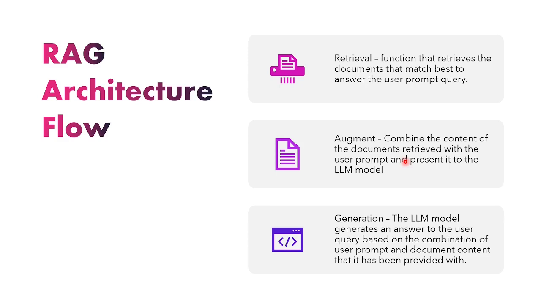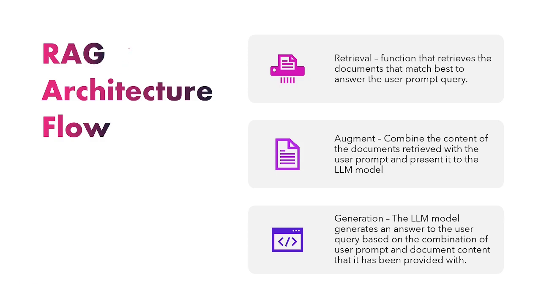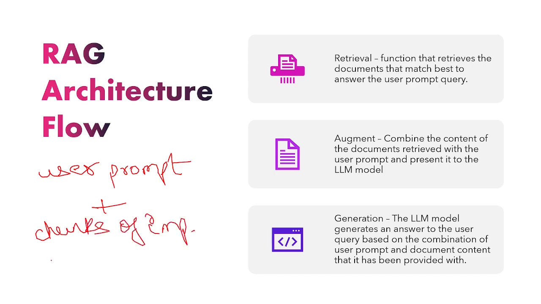Let me just grab my marker. All right. So what the augment step is going to do is generate a new prompt. The new prompt is going to be a combination of the user prompt, and a set of chunks of important words from that document.